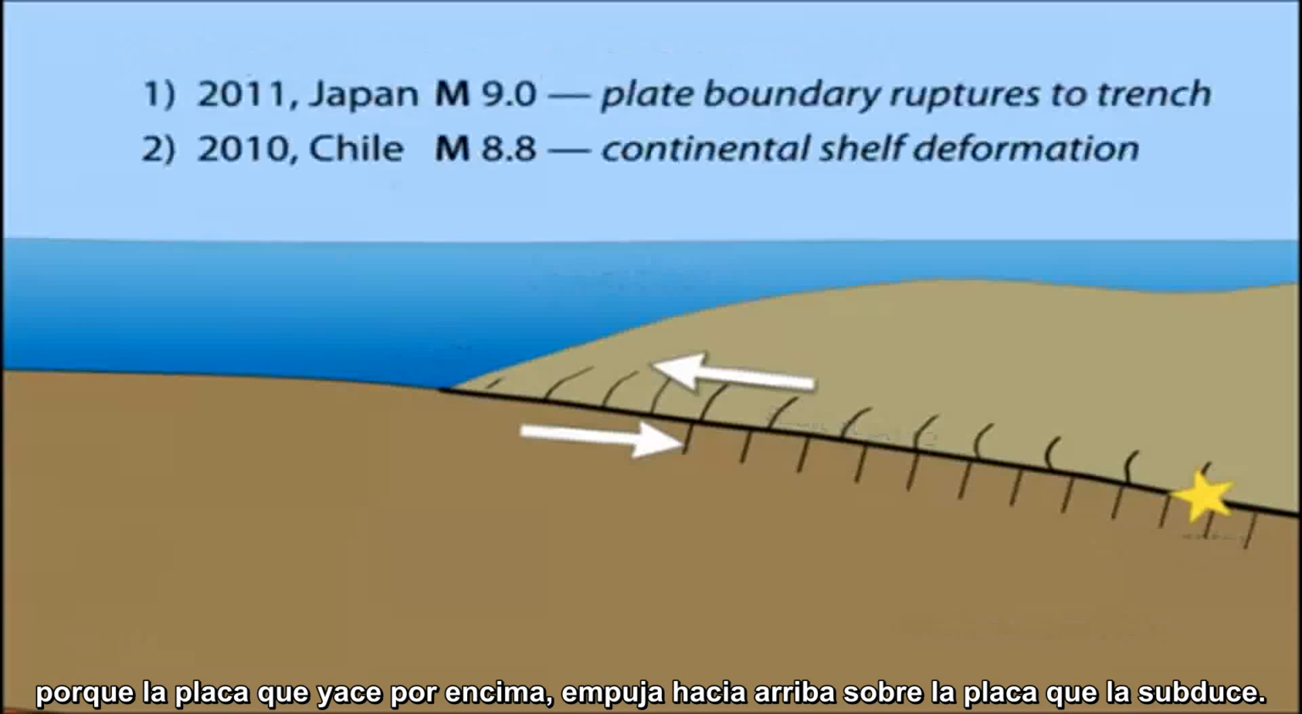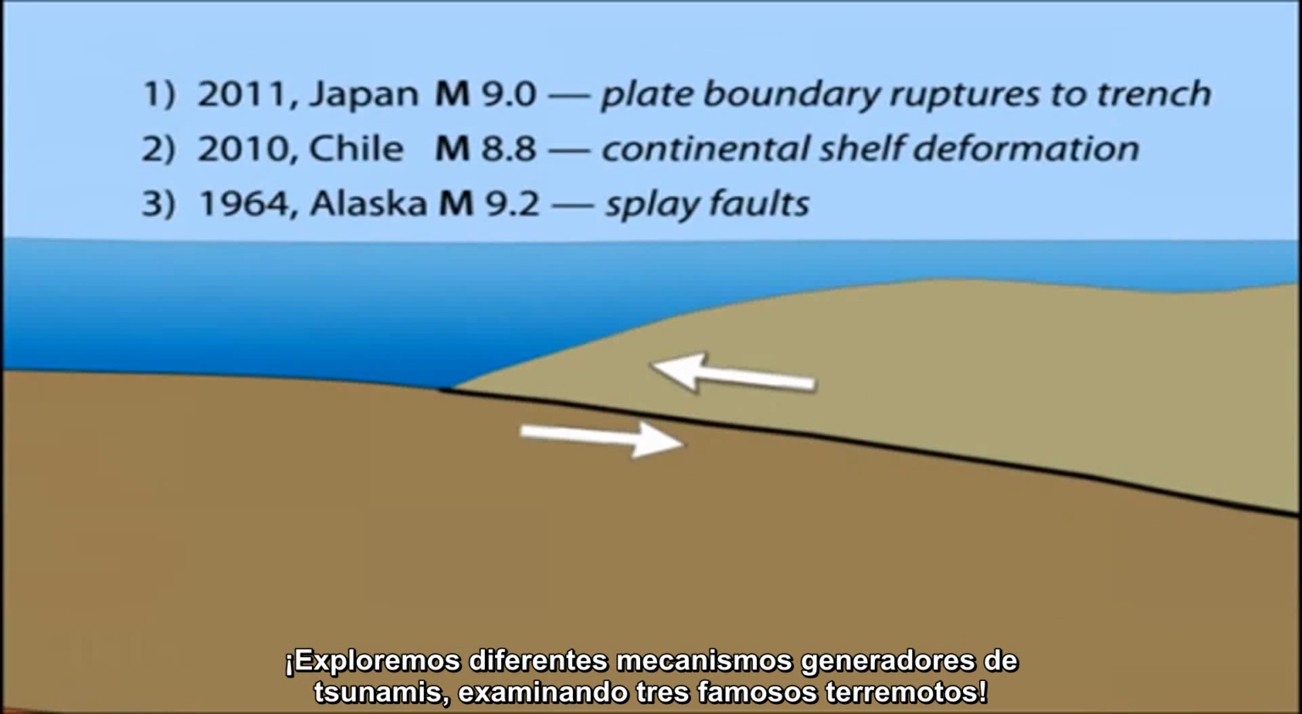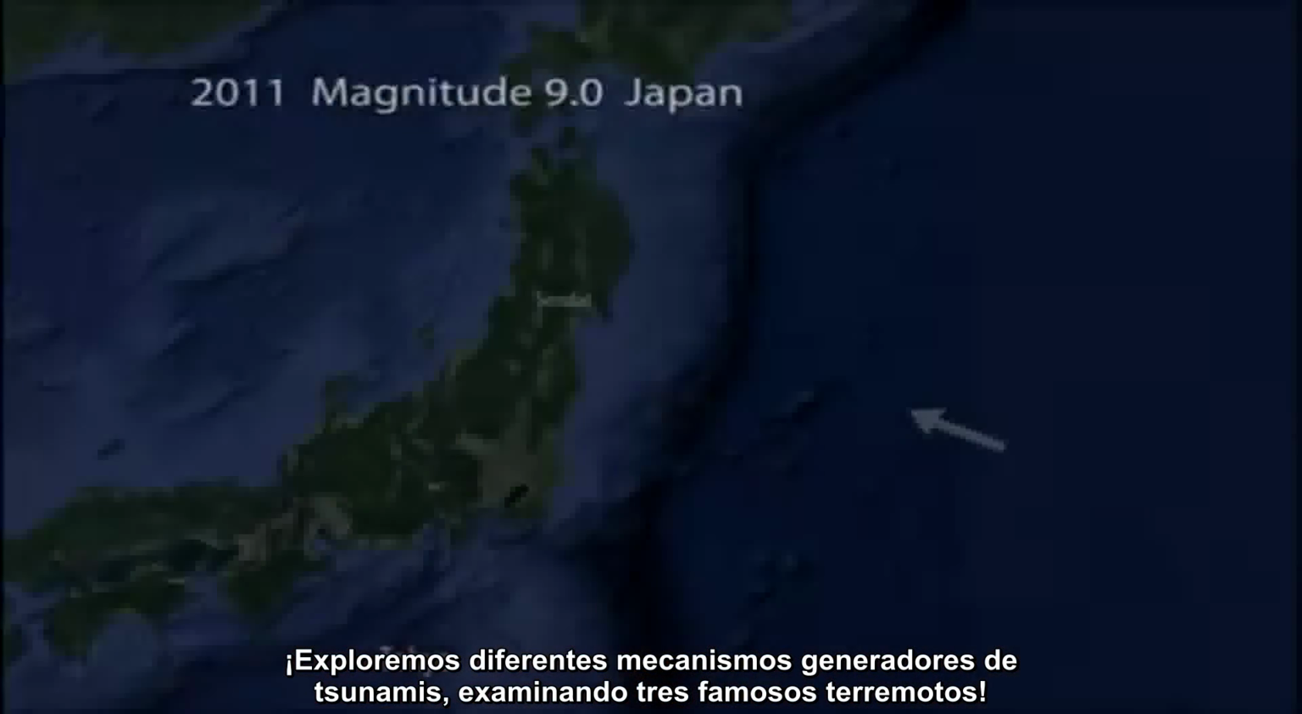This shallow-angle reverse fault is called a thrust fault because the overlying plate thrusts up over the subducting plate. Let's explore different tsunami-producing mechanisms by examining three famous earthquakes.